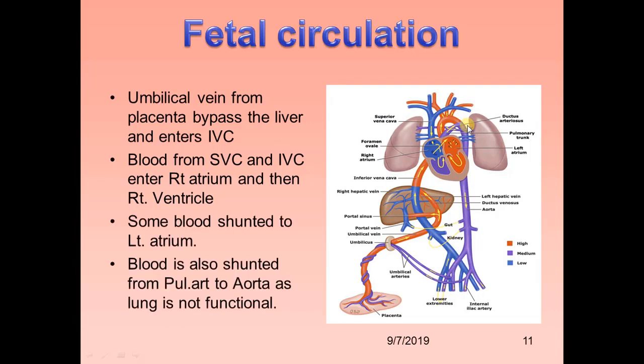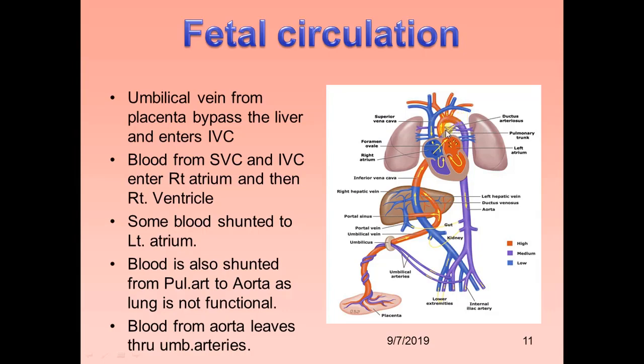Then from there, the blood from the aorta leaves through the umbilical arteries again to the placenta. So from the umbilical vein, it bypasses the liver and goes to the right atrium. From the right atrium, some amount of blood is directly passed to the left atrium. In the same way, some amount of blood from the pulmonary artery is shunted because there is a communication between the pulmonary artery and the aorta, which is called the ductus arteriosus.